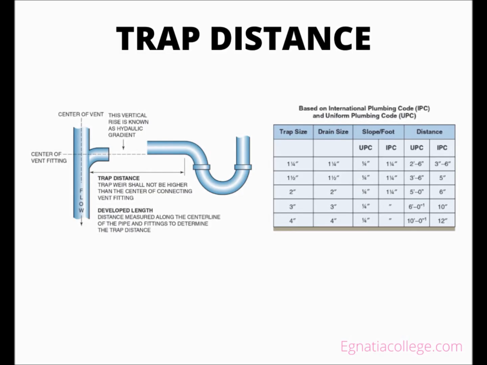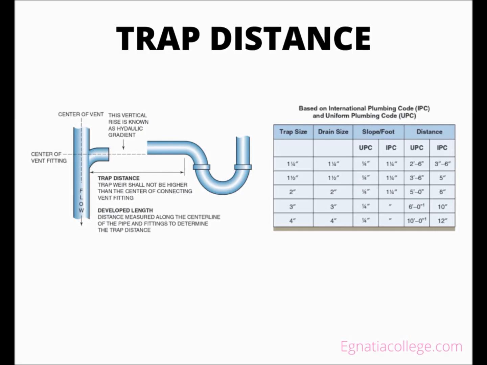Some codes regulate the maximum vertical distance a trap weir can be from the center line of the connecting vent fitting. This distance, known as hydraulic gradient, depends on the slope of the waste arm. Some codes dictate that the total vertical rise of the waste arm cannot exceed the diameter of one pipe size of the waste arm. For example, a 1½ inch waste arm cannot rise more than 1½ inch from the center of the vent fitting to the trap weir.